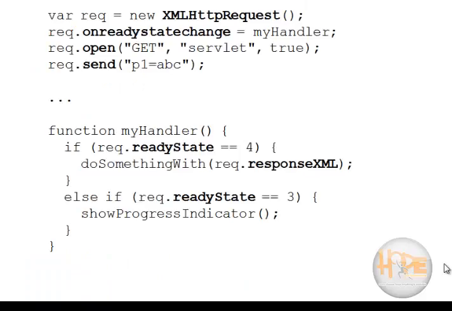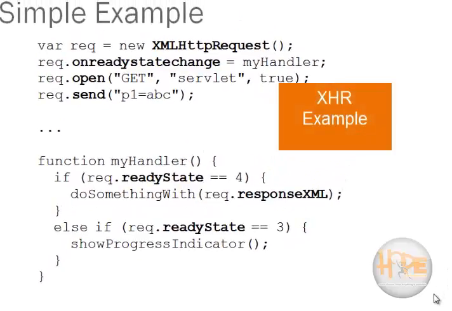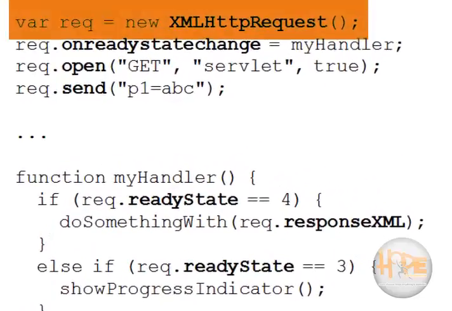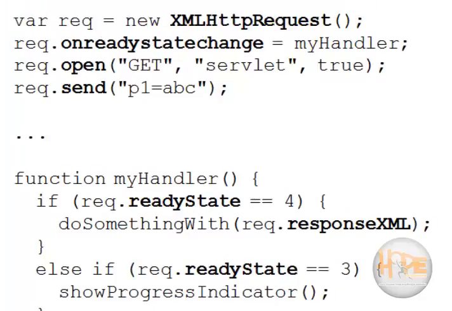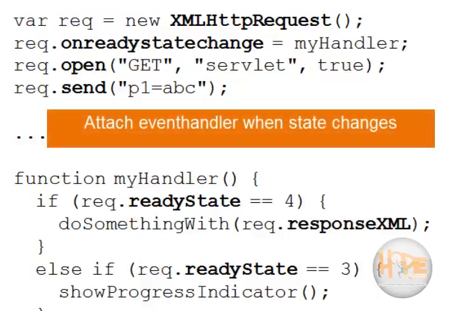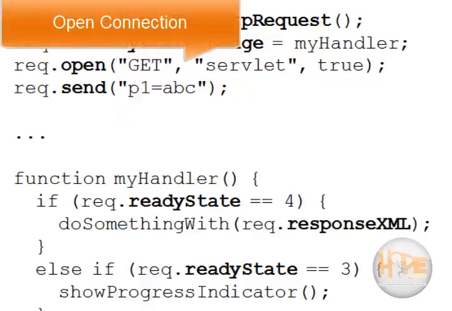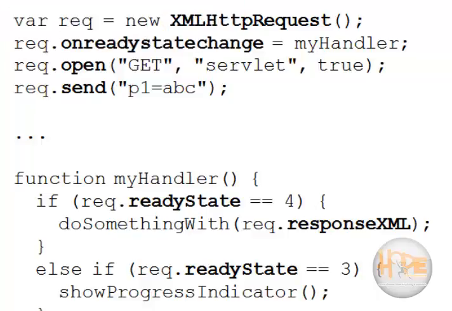Let's look at an example of using XML HTTP request object. First, we are initializing our object. Then, whenever it is ready to receive the data, we are attaching an event handler. Event handler is a function. Then we open the URL and use the send method.